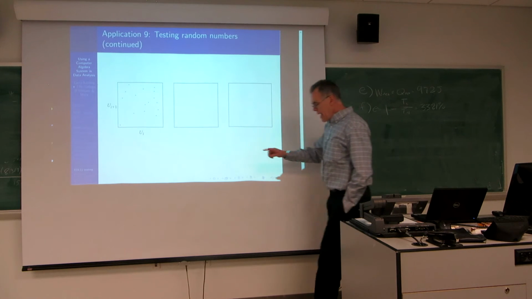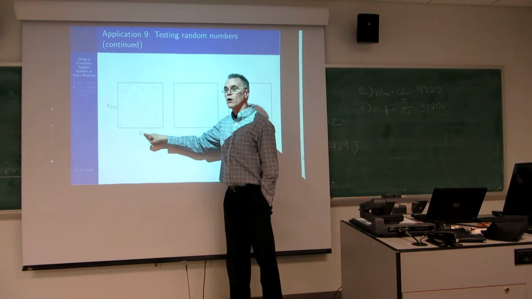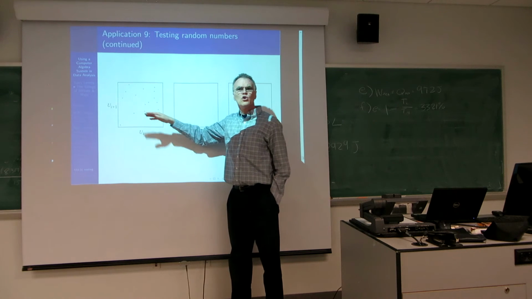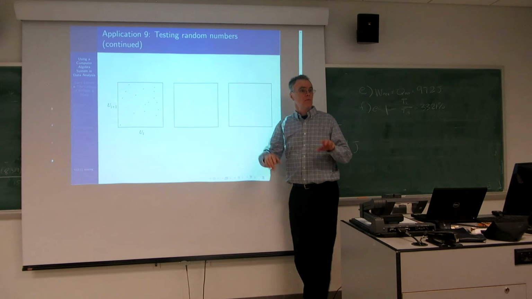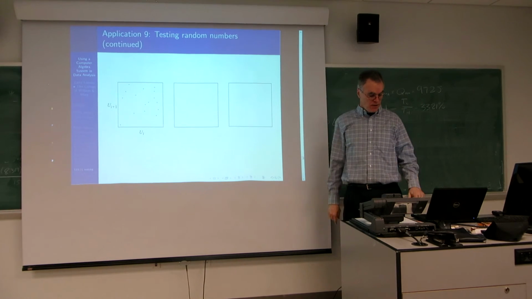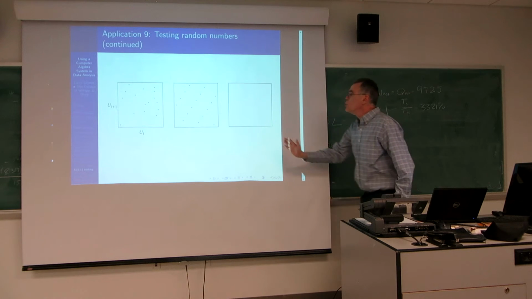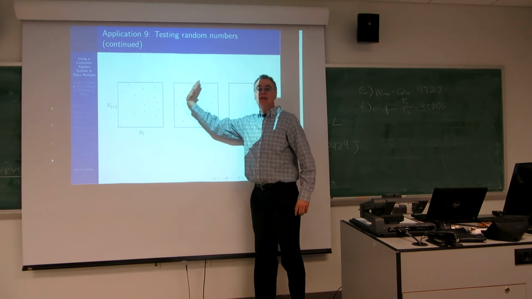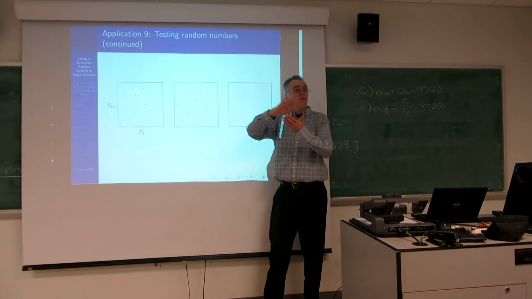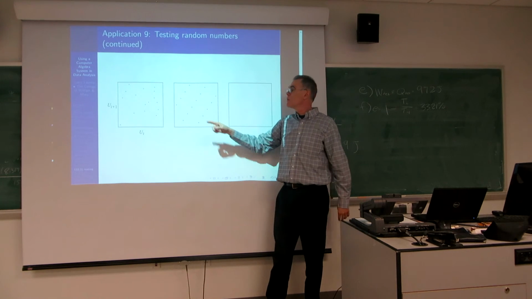You would like to have adjacent uniforms kind of filling up the whole square, falling randomly, wouldn't you? If I have a string of uniform (0,1)s, I would like to have them fill up the unit square. Well, it turns out they don't do that. Here's what they do. They fall in these lines. And in 3 dimensions, they fall in planes, mainly in the planes. That's where the clever title came from.